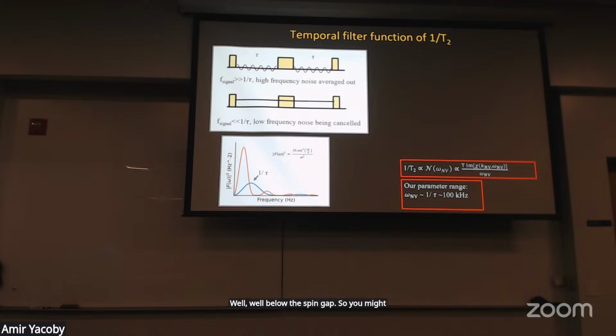So you might say, well, I shouldn't see anything at this frequency because all my fluctuations due to spin waves are at very, very high frequencies.